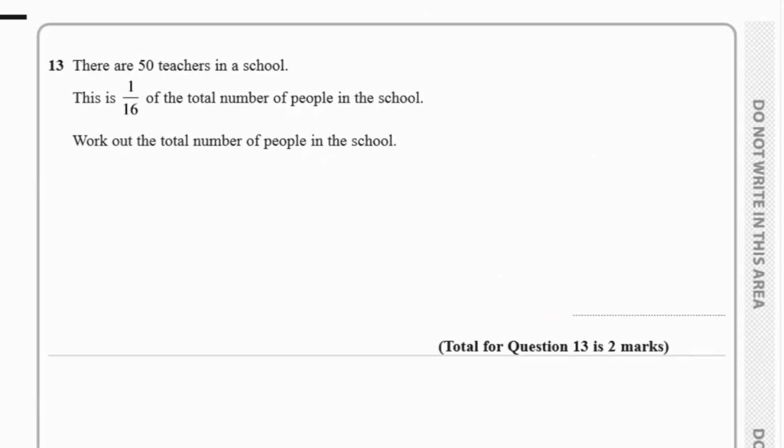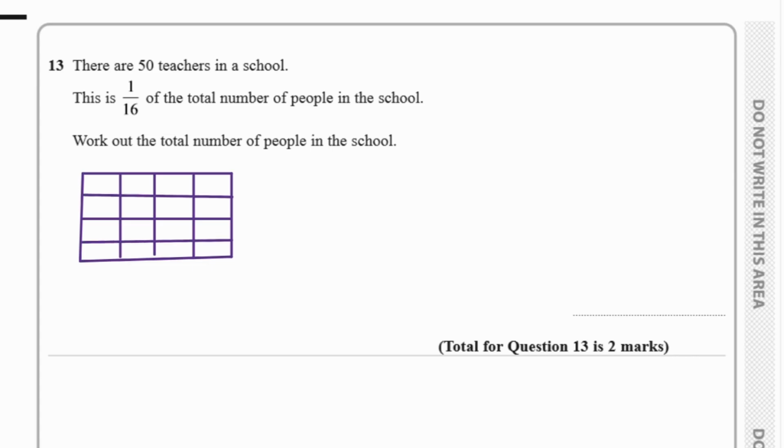Question 13. There are 50 teachers in a school. This is 1/16 of the total number of people in the school. Work out the total number of people in the school. This question is telling us that it is one part of a total of 16 parts. So if we have a total of 16, one part of this is representing the 50 teachers. Therefore, in order to find the total number of people in the school, we will just do 50 multiplied by 16. And this gives us 800.